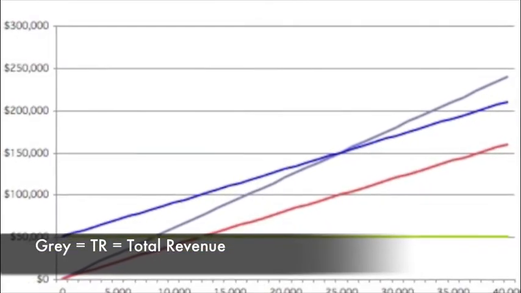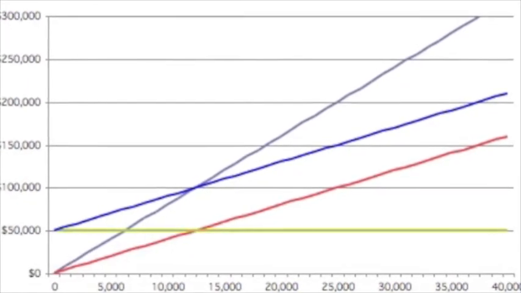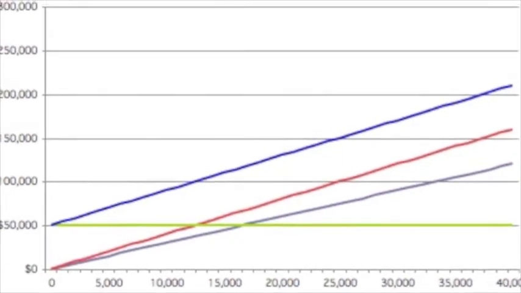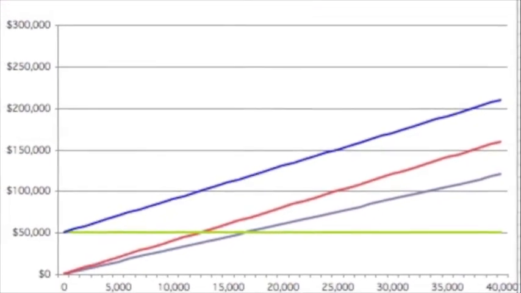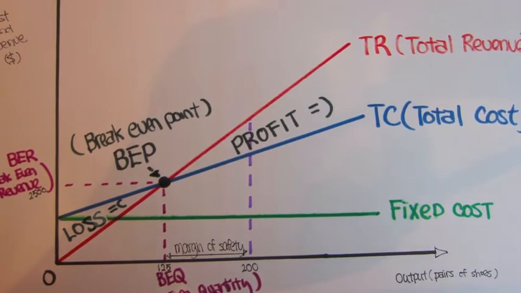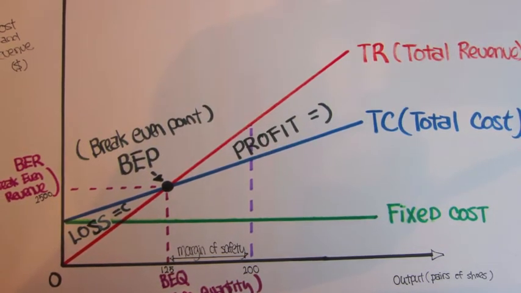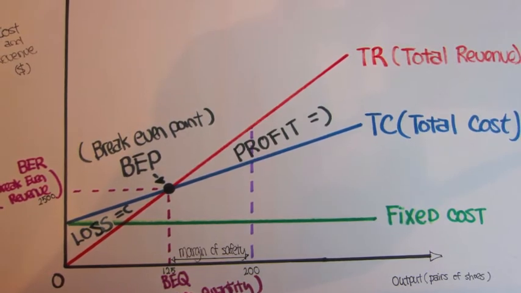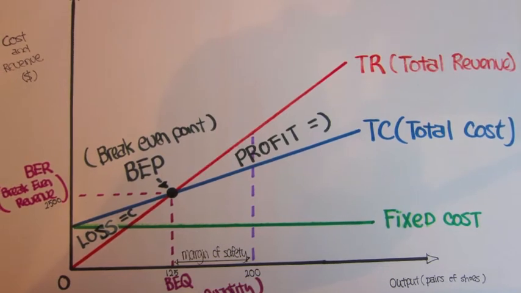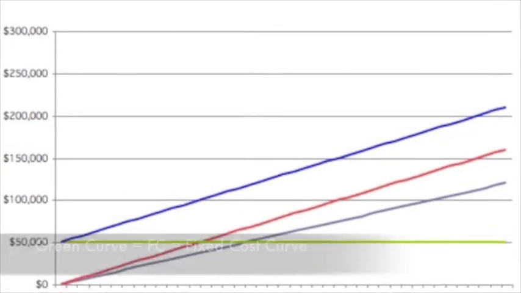An increase in price, assuming the demand does not change, causes the TR curve to become steeper because at every point of output, a higher revenue is generated. A decrease in price causes the TR curve to flatten because at every point of output, less revenue is generated. Break-even point will happen at a lower price level and output if TR is steeper, and it will happen at a higher price level and output if TR is flattened. Margin of safety increases if the TR curve is steep, and decreases if the TR curve is flattened. Profit occurs if TR is above the break-even point and loss occurs if TR is below the break-even point.